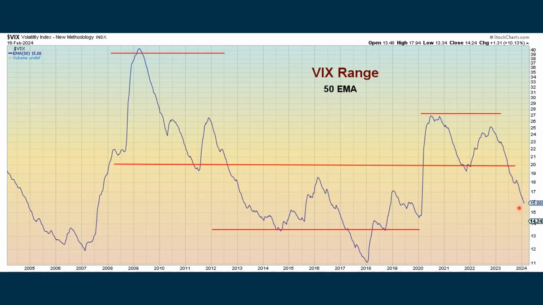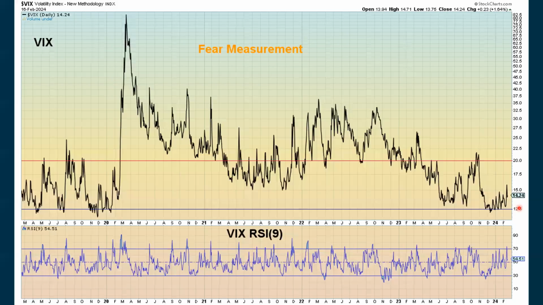We don't necessarily use this to make decisions. This is just used for reference to give us an idea. What is the VIX doing in a bigger picture, longer term type of view?